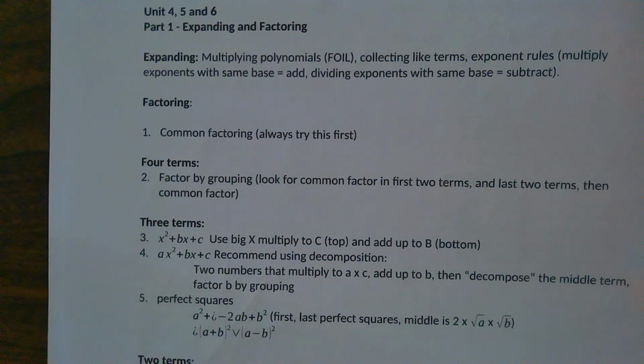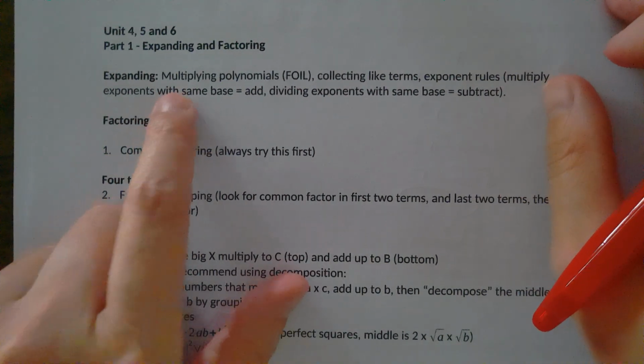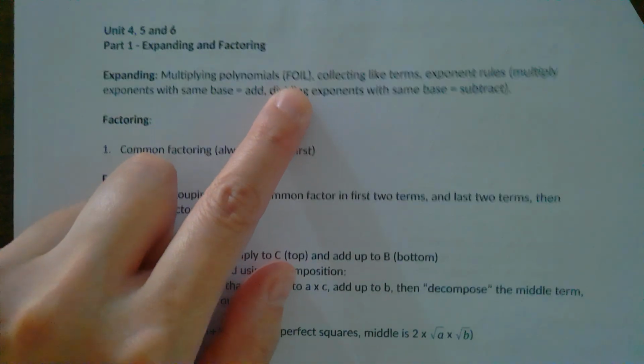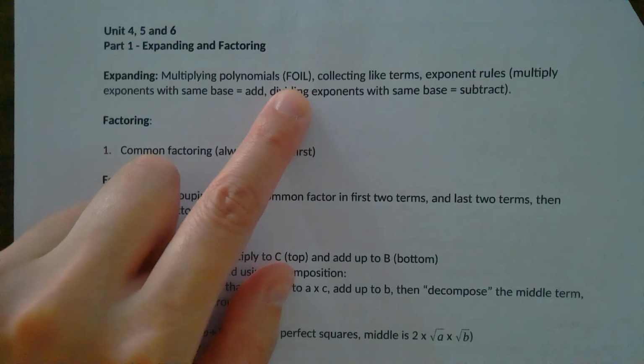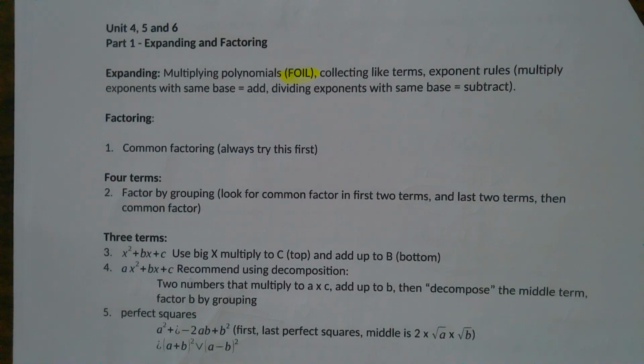Next, going over these examples. Expanding and factoring. So expanding, remember FOIL? What does it stand for? First, outside, inside, last. That tells you the order of how you should multiply.